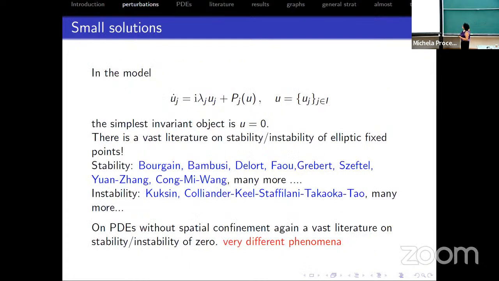And of course, the first thing that you should do in an equation like this, remember that this has a zero of degree at least 2, is to start with 0. So 0 is certainly an invariant torus, maybe a bit simple. And what are the stability and instability issues of this torus? Well, there is a world of literature. I wrote some names for stability, some names for instabilities. All these names actually worked on the nonlinear Schrödinger equation, because otherwise the literature would have become really vast.